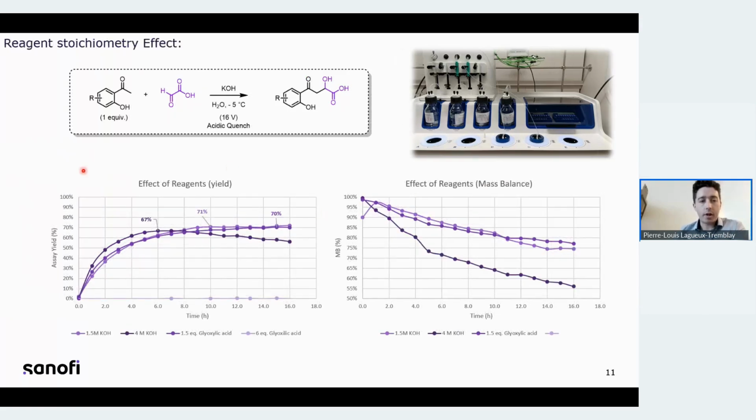Moving on to the effect of the reagents, we tried different things, such as increasing the amount of base and the amount of glyoxylic acid. And what we can see is that with higher base, again, you reach your maximum at an earlier reaction time. And if you have too much glyoxylic acid, it makes sense: you don't have base anymore because it's quenched by the glyoxylic acid, and you have no product formation in that case. And again, more base leads to a steeper decomposition of the product over time, so you lose a lot more mass balance.